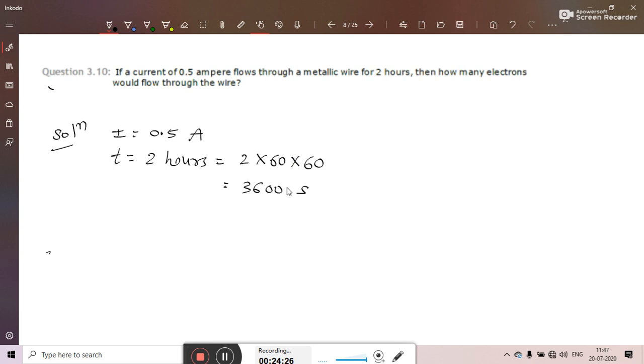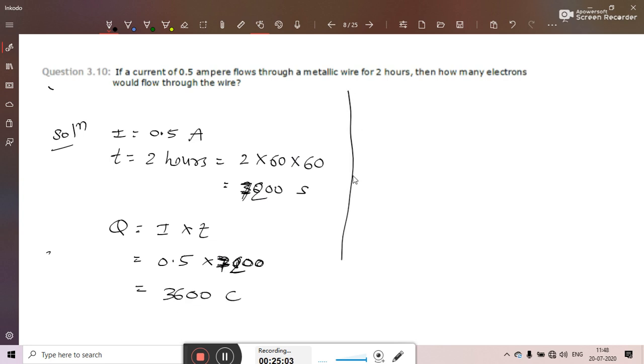Now from this we have to find out Q. So Q equal to I into T. So that is equal to 0.5 into 3600. Sorry, 2 into 60 into 60 will be 7200. So that is 7200. And then when you multiply by 0.5, now 0.5 means half. So what is the half of 7200? So that is 3600, and the unit of Q is coulomb.